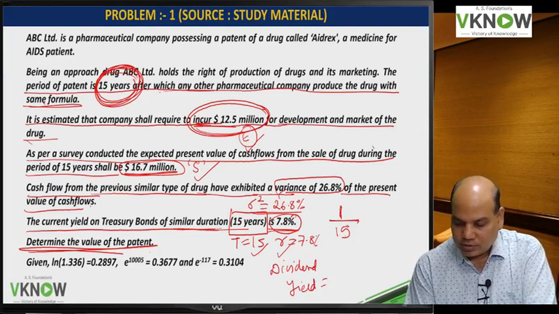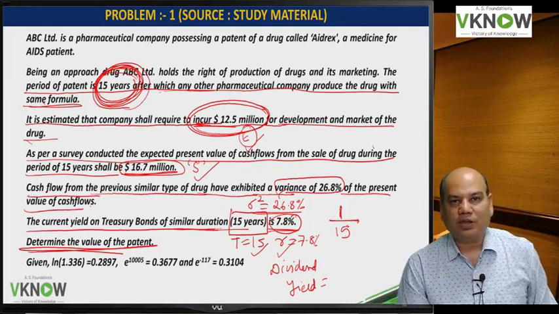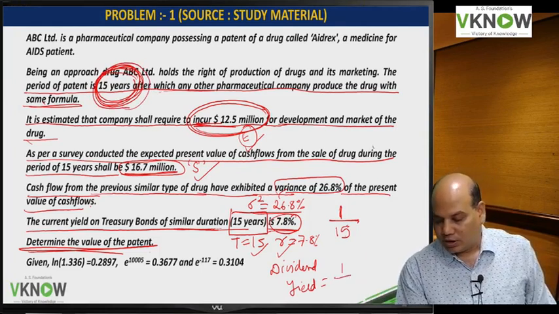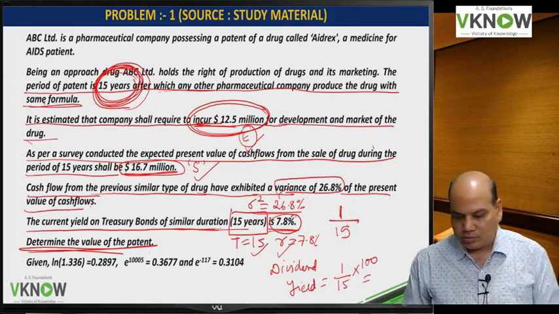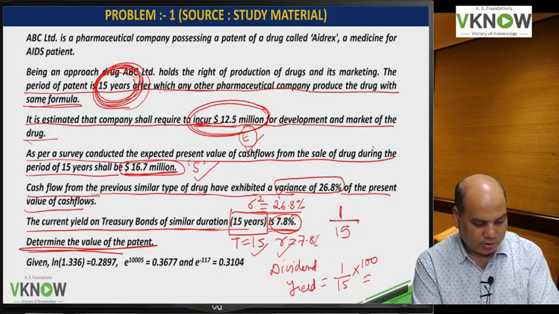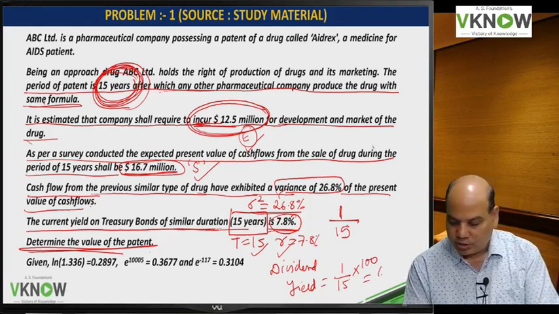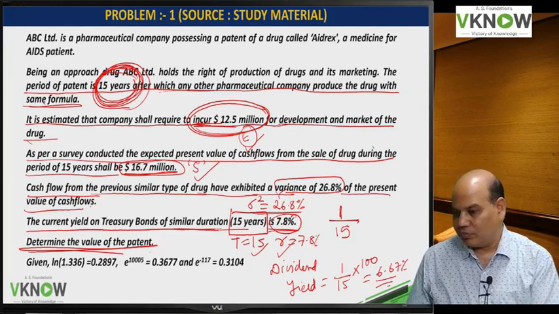And that is every year gives a benefit equal to 1 by 15. So dividend yield per annum will be 1 by 15 into 100. Dividend yield is equal to 1 divided by 15%, so 6.67% would be treated as dividend yield.